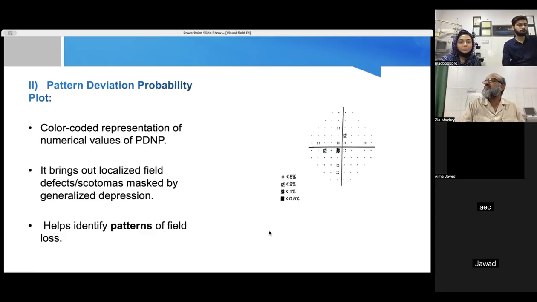The pattern deviation probability plot. This graph is a color-coded representation of the numerical values of the pattern deviation numerical plot. It brings out localized field defects and scotomas which may be masked by the generalized depression. It helps in identifying the patterns of the field loss.